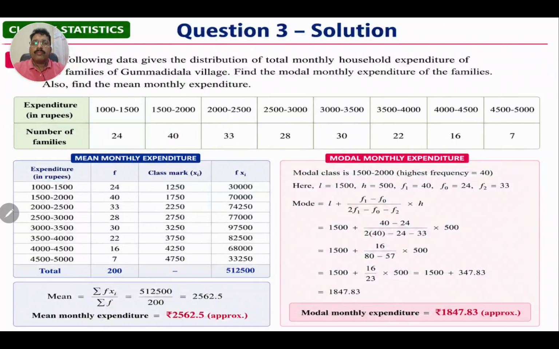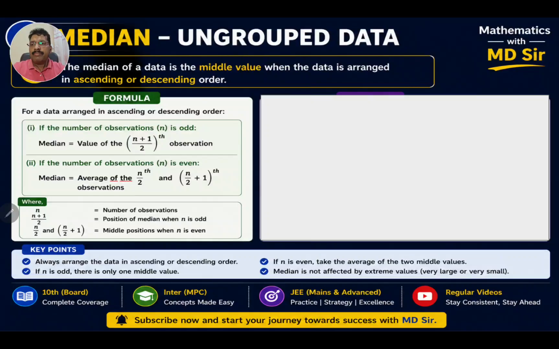Now see median. Next concept is median. The median of a data is the middle value when the data is arranged in ascending order or descending order. So median means what? The middle value when the data is arranged in ascending order or descending order. When ungrouped data is given, ungrouped data means we already know, just observations, the values.